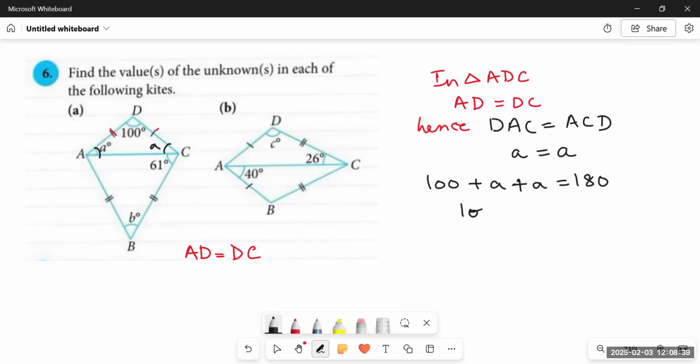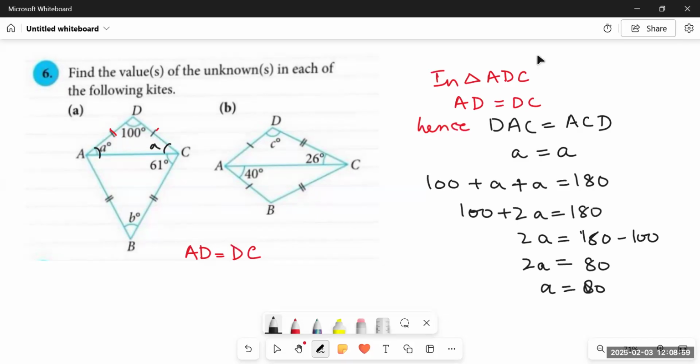So if we add A plus A, we will get 2A. And in the second step, what we are going to do, we will subtract 100 from 180. So we will get the value of 2A, not A. What to do next? We will divide 80 by 2 and it would be 40 each. It means each of the angles would be 40, 40. This would be 40 and this would be 40. So if you add 40, 40 and 100, you'll get a total of 180 degrees, right? And unlike a rhombus, the opposite angles are not equal to each other, right?